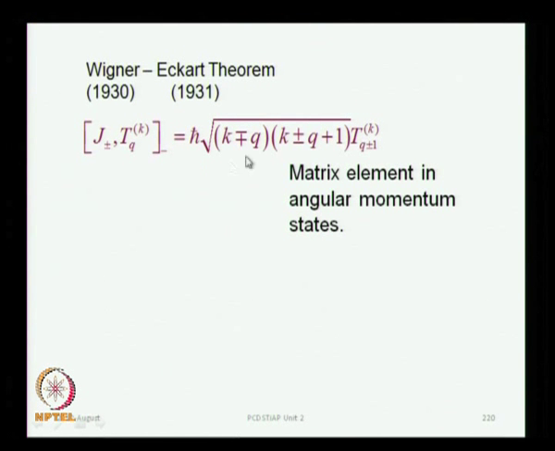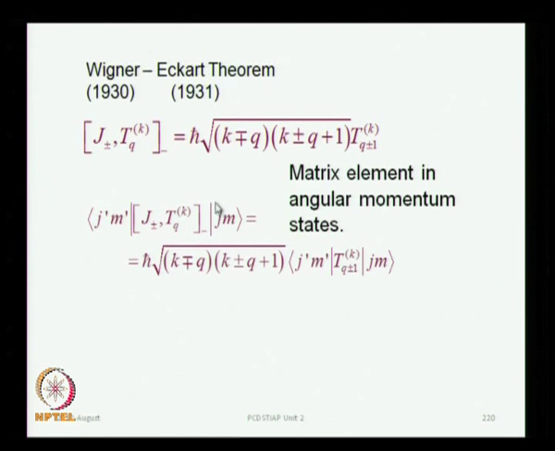So we take this expression which we are already familiar with, and we determine the matrix element of the operators on both the left and the right in angular momentum states. So we take this operator and take its matrix element in the state Jm and J prime m prime, and do the same on the right hand side, of which this factor comes out as a multiplier, and then you have to take the matrix element of this Tk q plus or minus 1 in the same states.